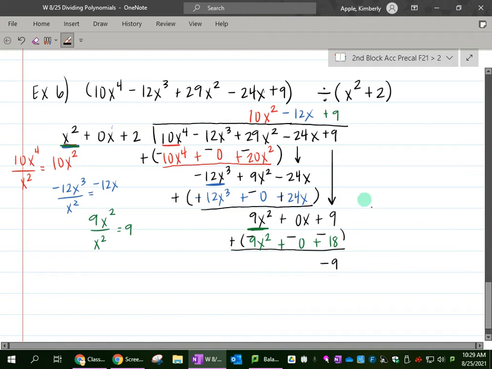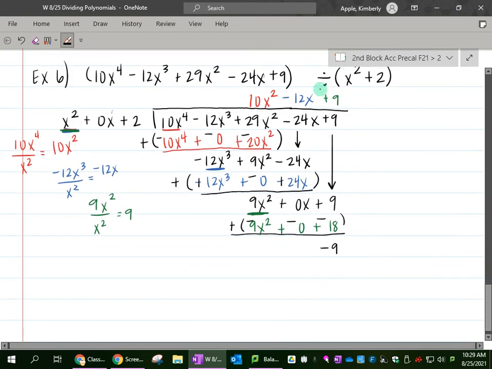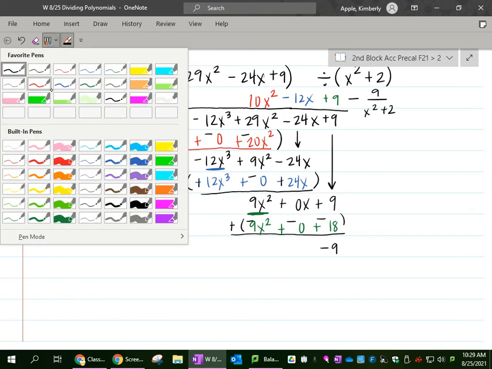Does x squared go into negative 9 at all? No. So that's my remainder. So I'm going to come up here and write it just like I did before, except this time it's minus 9, because that's a negative 9. x squared plus 2. That's it.